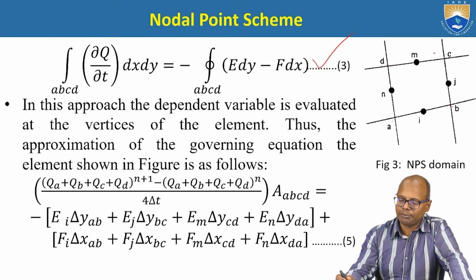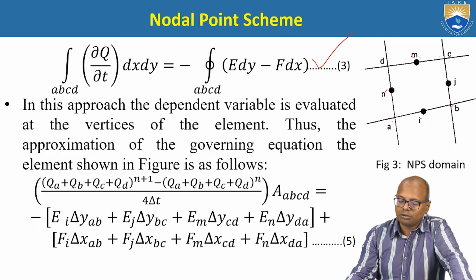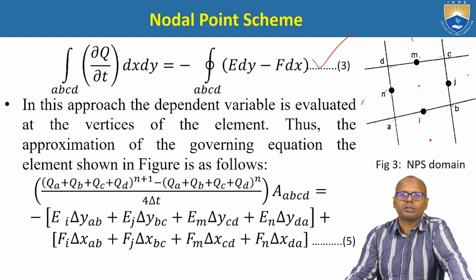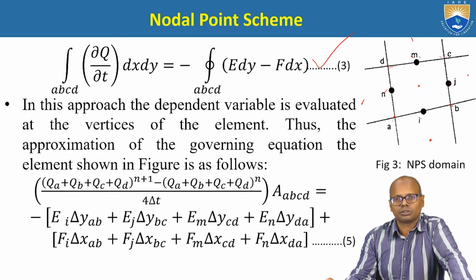cells, at the corners. So A, B, C, D I am taking, and these are the I, J, M, N. They are the same, but these nodes are now at these junctions. So in this approach, the dependent variable is evaluated at the vertices of the element. Previously we took the center of the cell as the node and calculated. Now in this approach, we take the corners of the quadrilateral, the vertices of the quadrilateral element. The reason it is called the nodal point approach is that we are using the vertices of the quadrilateral for our solution.